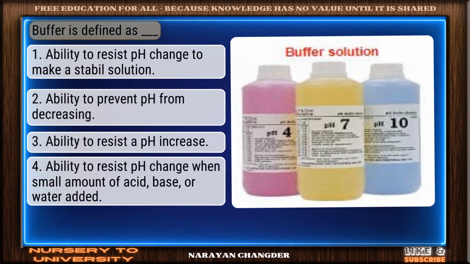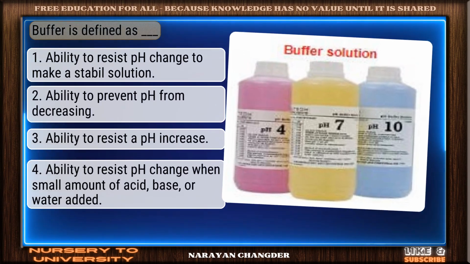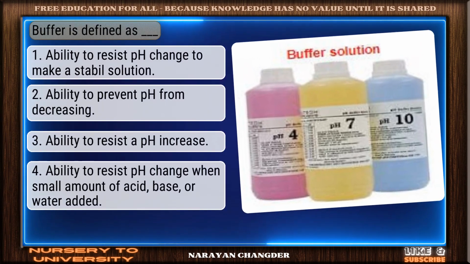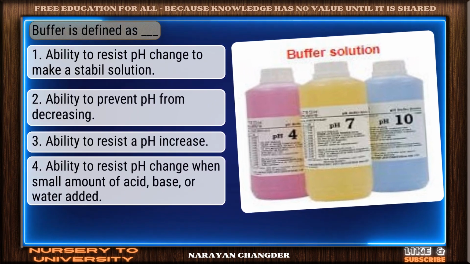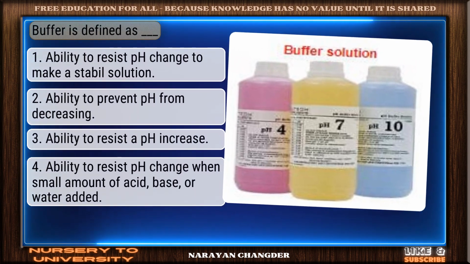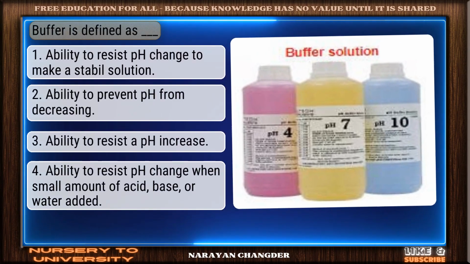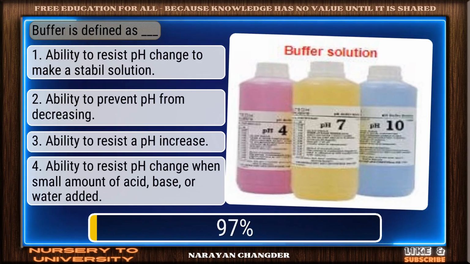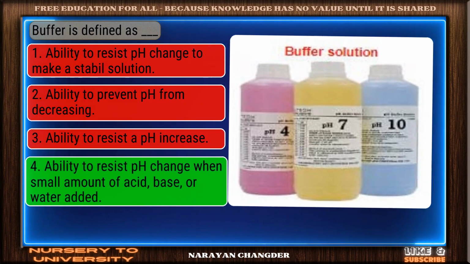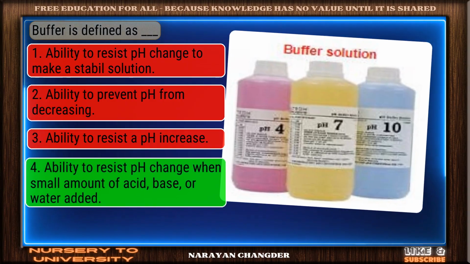Buffer is defined as blank. Option 1, ability to resist pH change to make a stable solution. Option 2, ability to prevent pH from decreasing. Option 3, ability to resist a pH increase. Option 4, ability to resist change when a small amount of acid, base, or water is added. On track, ability to resist pH change when a small amount of acid, base, or water is added.